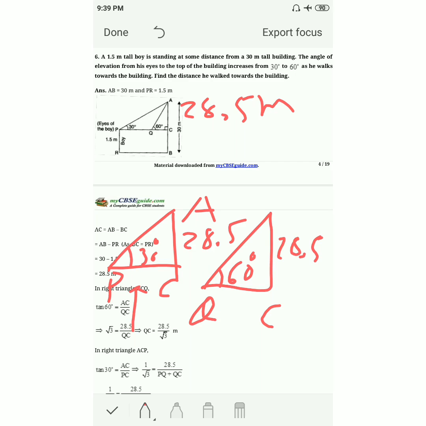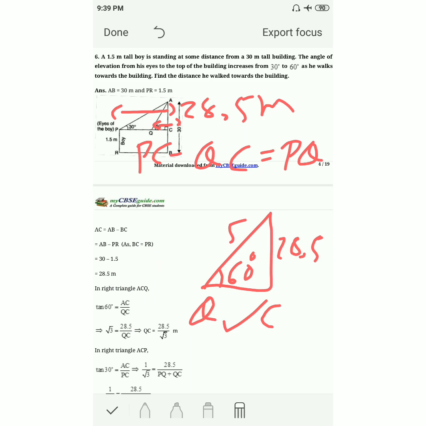Now how can we find PQ? If we subtract QC from PC, it is PQ. Means this total distance minus this distance QC. So PQ is equal to the whole PC minus QC. Now QC we can find from the first triangle, PC we can find from the second triangle. And if we find QC and PC, then by the subtraction process we can find PQ. So the same thing we use here.